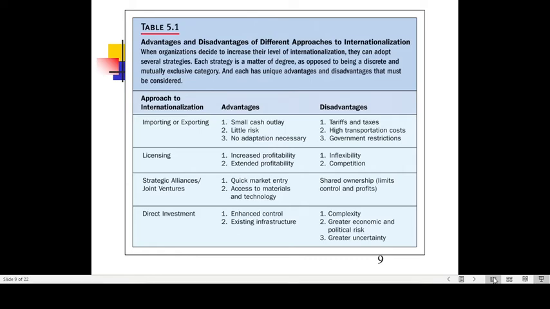So, yung taxes is very, very different. Next, we have the licensing. Licensing, one of the advantages of this is increased profitability and extended profitability. When we say increased profitability, there is a chance that you can sell very high. You can sell your product at a high price in a different state or different country.